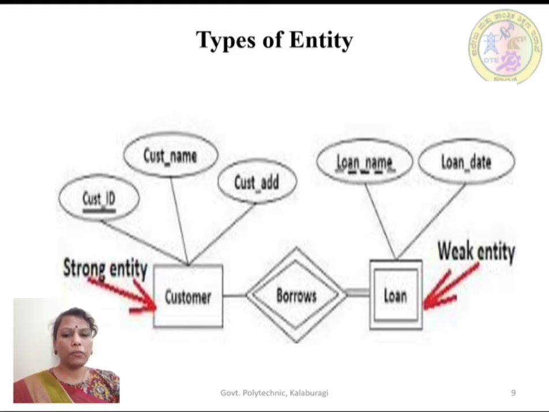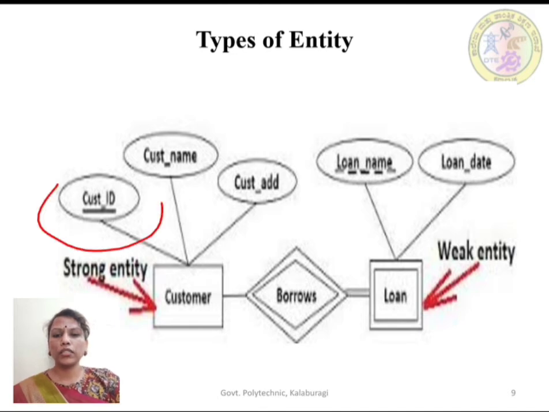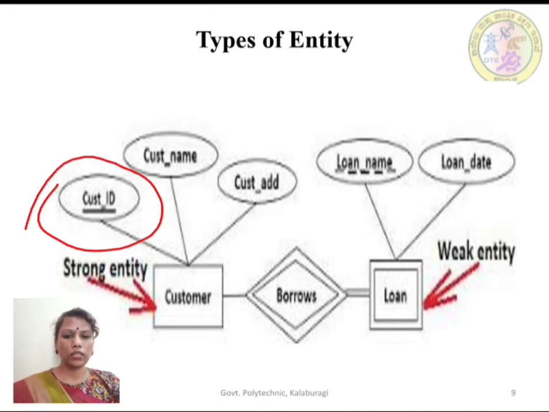So remember, I have explained key attributes. That is the attribute used to identify a particular entity in an entity type, right? So here customer has customer ID, which is a key attribute of the customer entity type. This customer is a strong entity because even though loan does not exist, customer exists, right? In a bank there will be customers, whether they take a loan or not, the customer will exist. So this customer is a strong entity, whereas this loan is a weak entity.